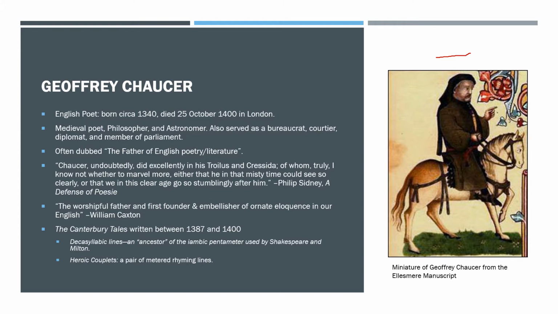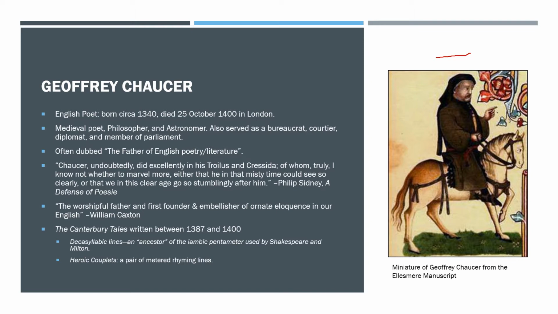So I have a couple of quotes here that I just wanted to share with you to illustrate Chaucer's regard among poets to come. So the first one is, "Chaucer undoubtedly did excellently in his Troilus and Cressida, of whom truly I know not whether to marvel more, either that he in that misty time could see so clearly, or that we in this clear age go so stumblingly after him." And that is in A Defense of Poesy by Philip Sidney, who was an early modern poet and obviously a fan of Chaucer's.